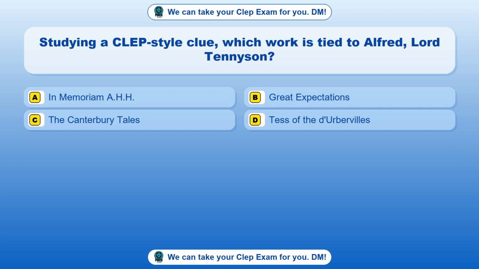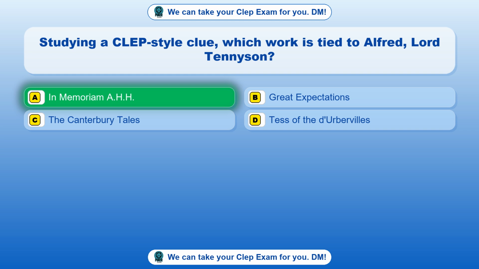Question 88. Studying a CLEP-style clue, which work is tied to Alfred, Lord Tennyson? Option A. In Memoriam A.H.H. Option B. Great Expectations. Option C. The Canterbury Tales. Option D. Tess of the D'Urbervilles. The correct answer is option A.